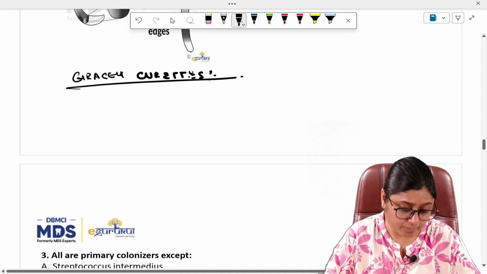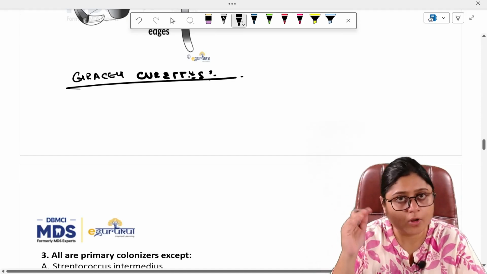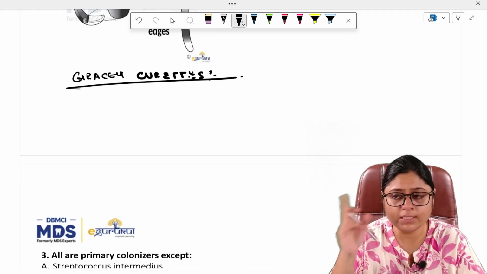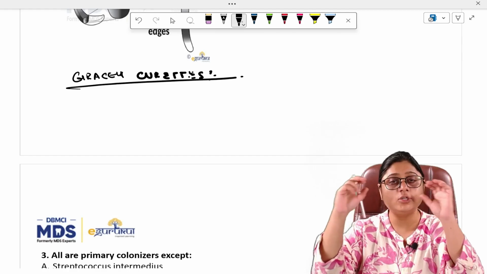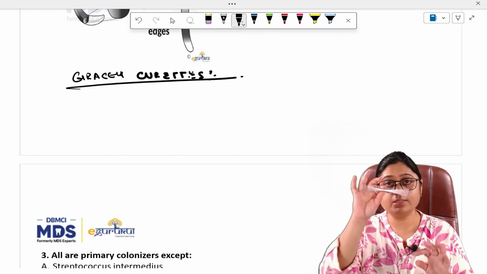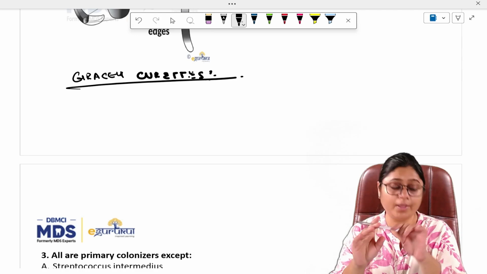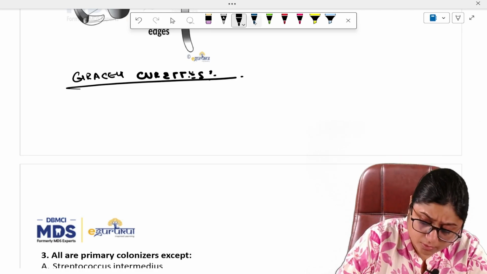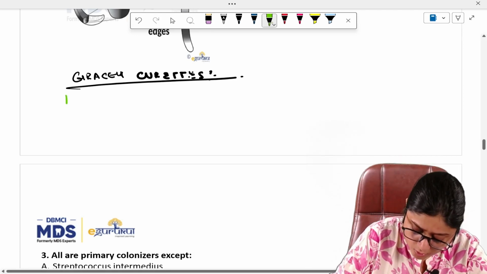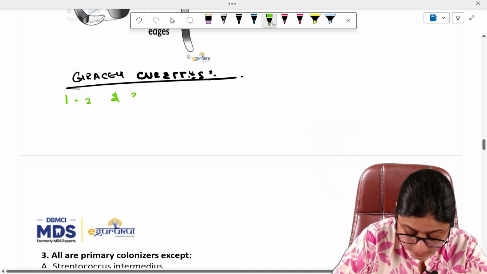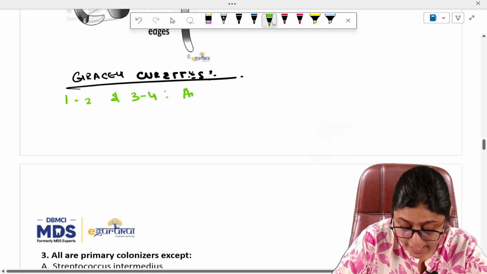Basically come in different numbers, and it is a paired instrument. All the curates are paired instruments. Paired means 1 and 2 are the two ends of the same instrument. If this is the instrument, here also one cutting edge is there, here also one cutting tip is there. Okay. So, 1, 2 and 3 and 4 is for anterior teeth.